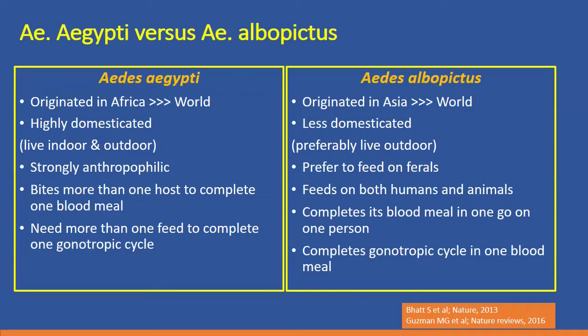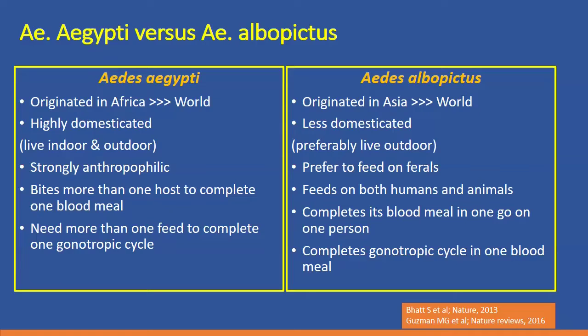This is an important slide, I thought very useful for us to understand the difference between Aedes aegypti and albopictus. Aegypti originated in Africa, and from there it spread all over the world. It is highly domesticated, so it lives comfortably inside the house as well as outside the house, and is strongly anthropophilic. That means it has a strong propensity to bite human beings. It needs to bite more than 1 host to complete 1 blood meal, and needs more than 1 feed to complete 1 gonotropic cycle, meaning reproduction cycle, right? That means it is much more likely to bite more people than Aedes albopictus, which originated in Asia and then spread to the rest of the world.